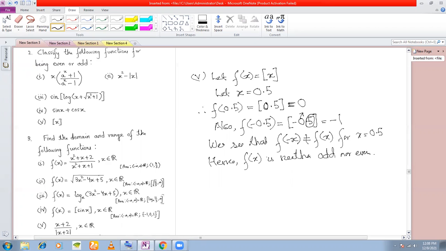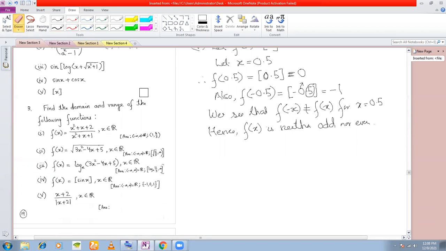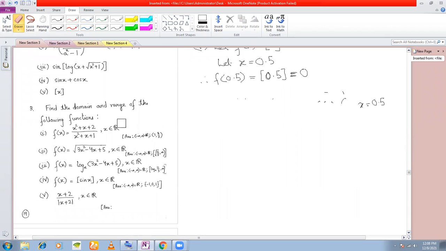Clear? Can we move on to the next part? Domain and range.